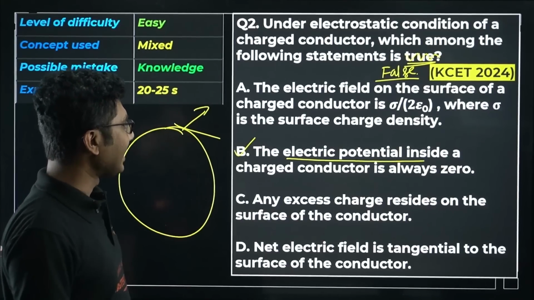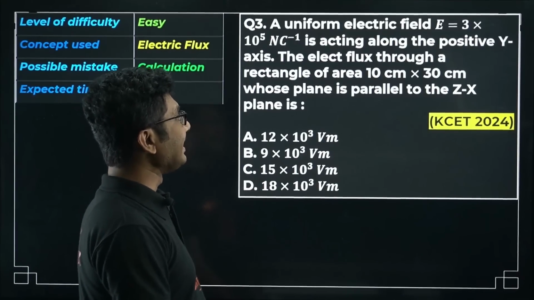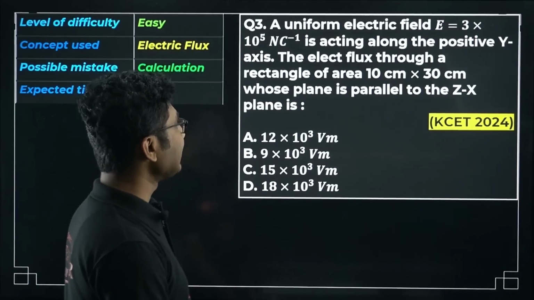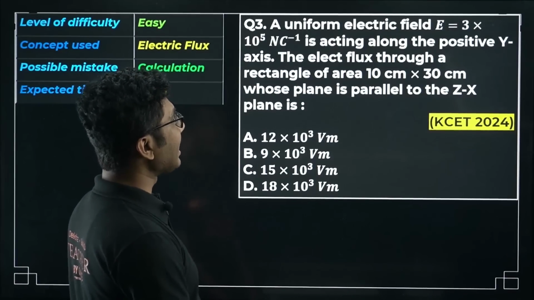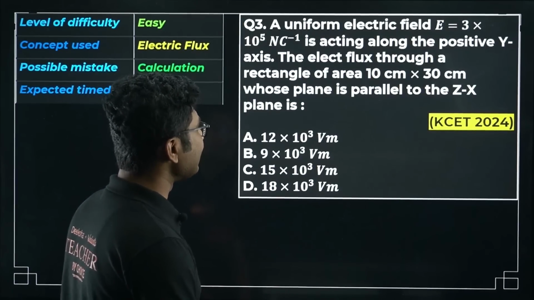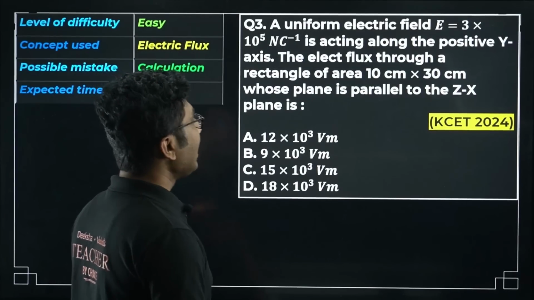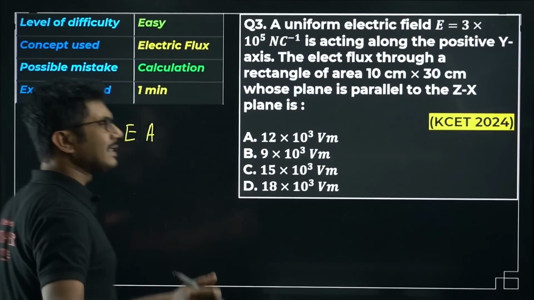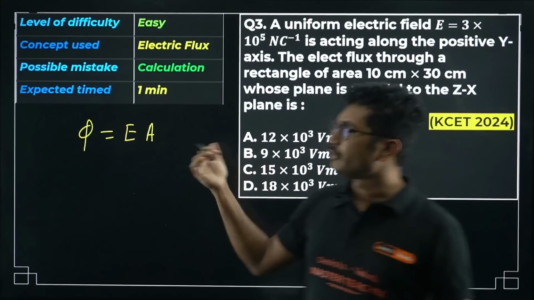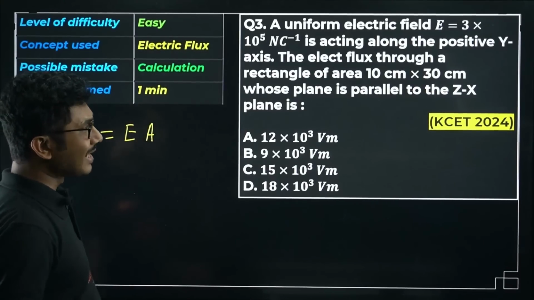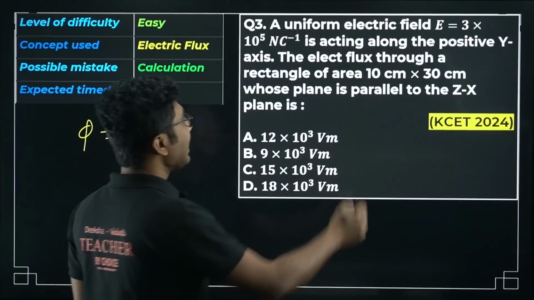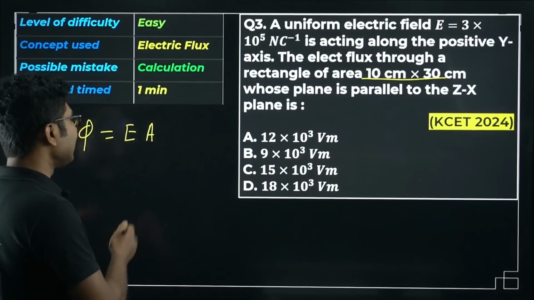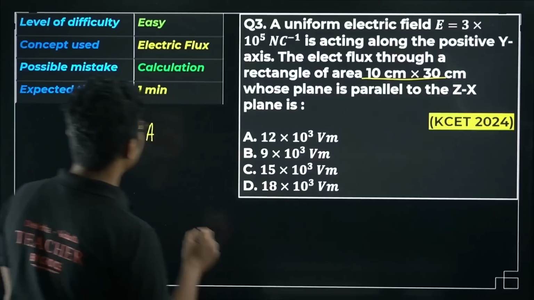Now let's move on to the next question. A uniform electric field E equals 3 into 10 to the power of 5 Newton per coulomb is acting along the positive y-axis. The electric flux through a rectangle of area 10 cm into 30 cm whose plane is parallel to the zx plane is. So very easy question. Electric flux is basically E into area, E into dA generally, but here the direct area is given. So electric field into area is the electric flux. They ask you to calculate the electric flux. Now remember that here the distances are given in centimeters, so you have to convert them into meters. That is the only thing that you have to do. So electric field is given by 3 into 10 to the power of 5.